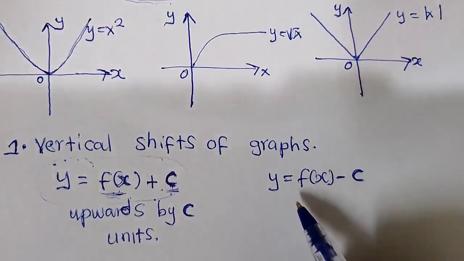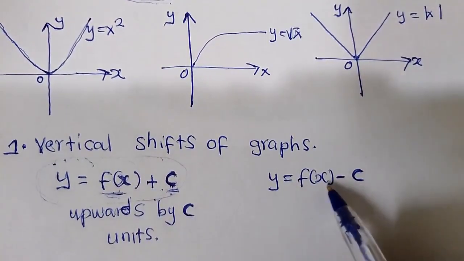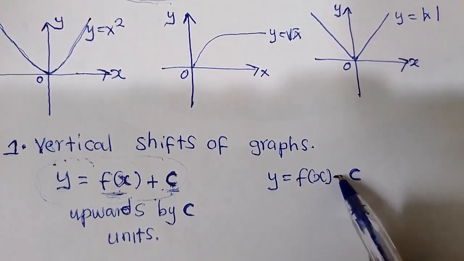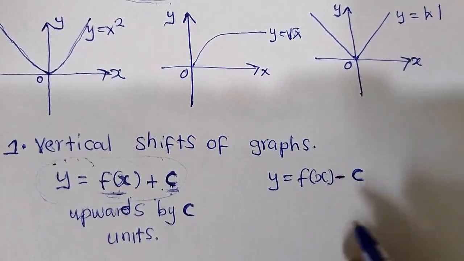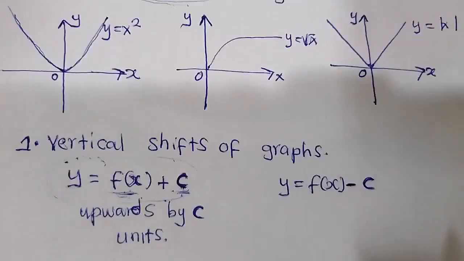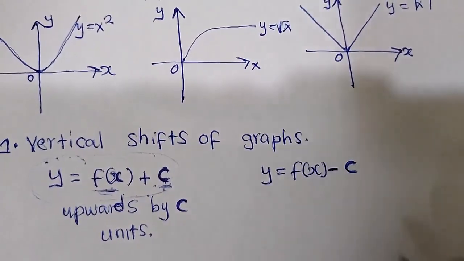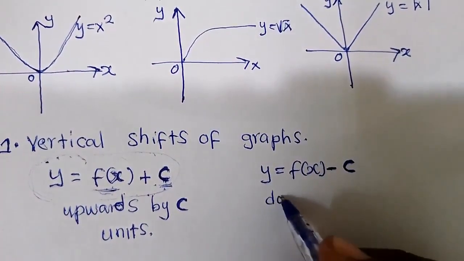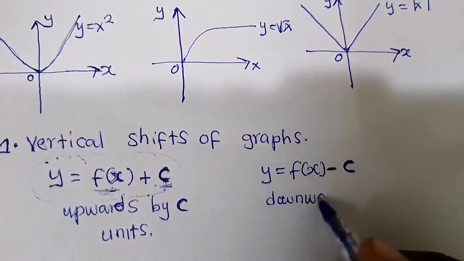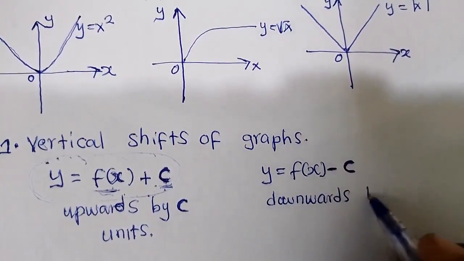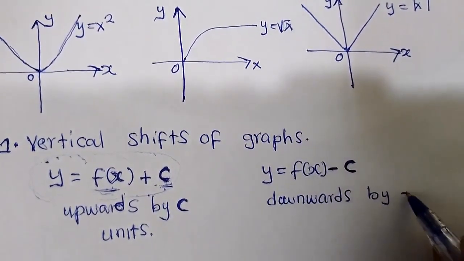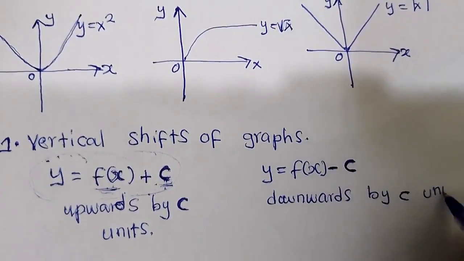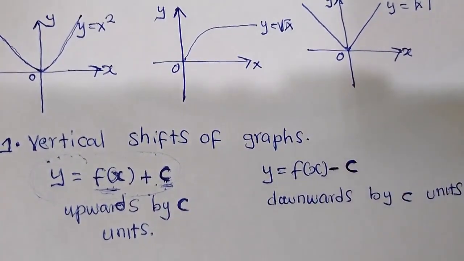We go to this one. When it is like this, the graph will move downward. The graph is going to move downward by C units. So it is going to move downward by C units.